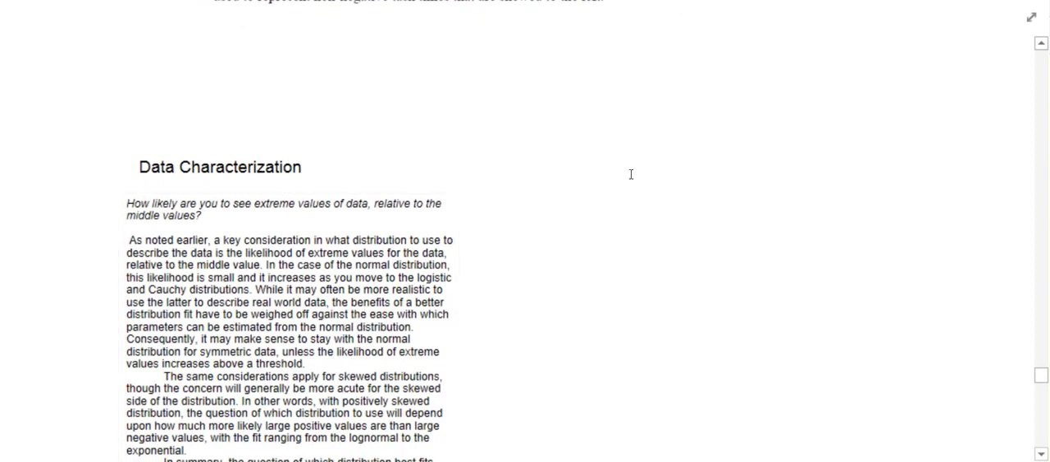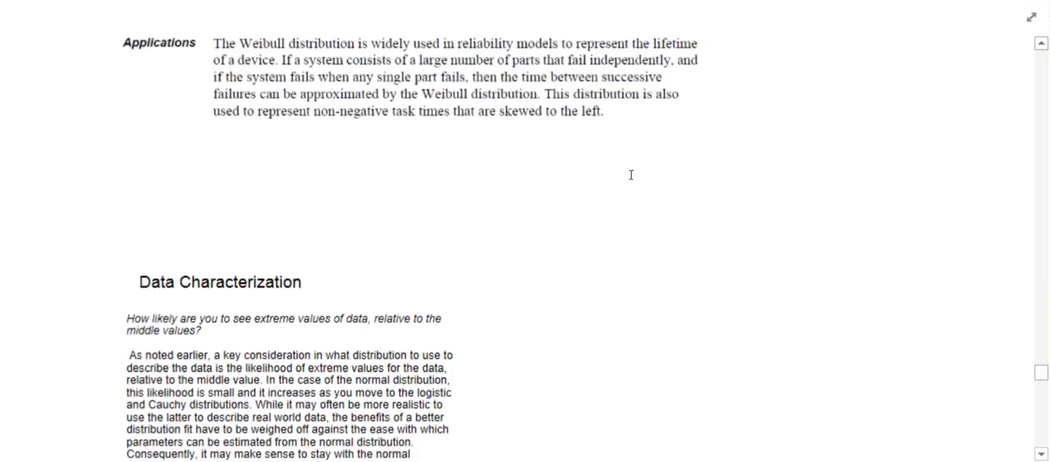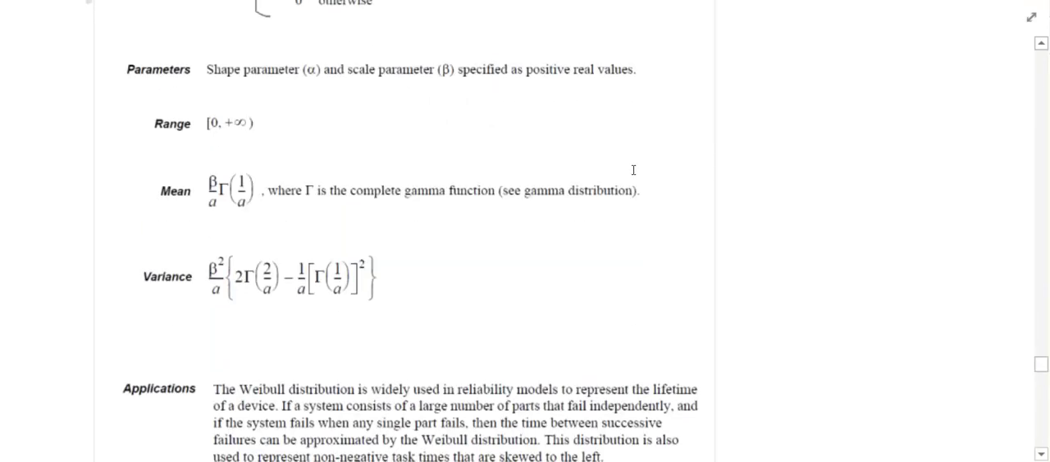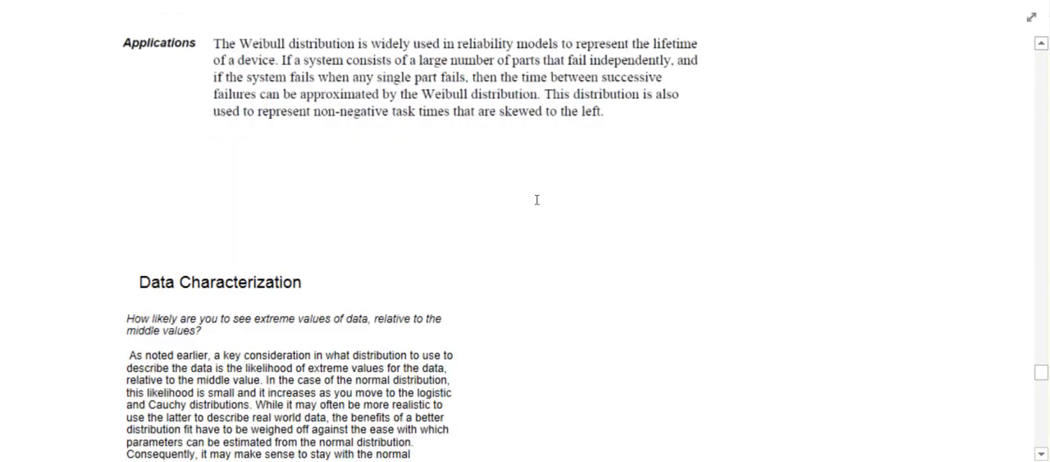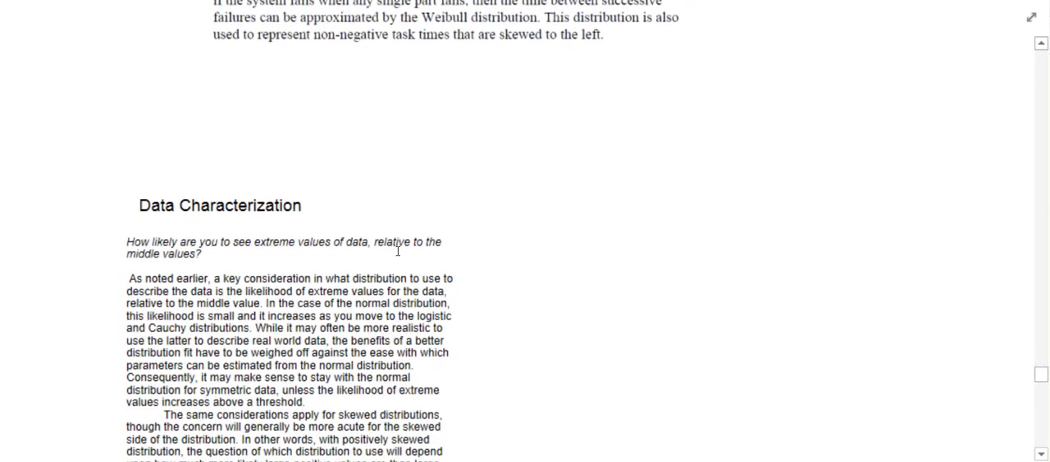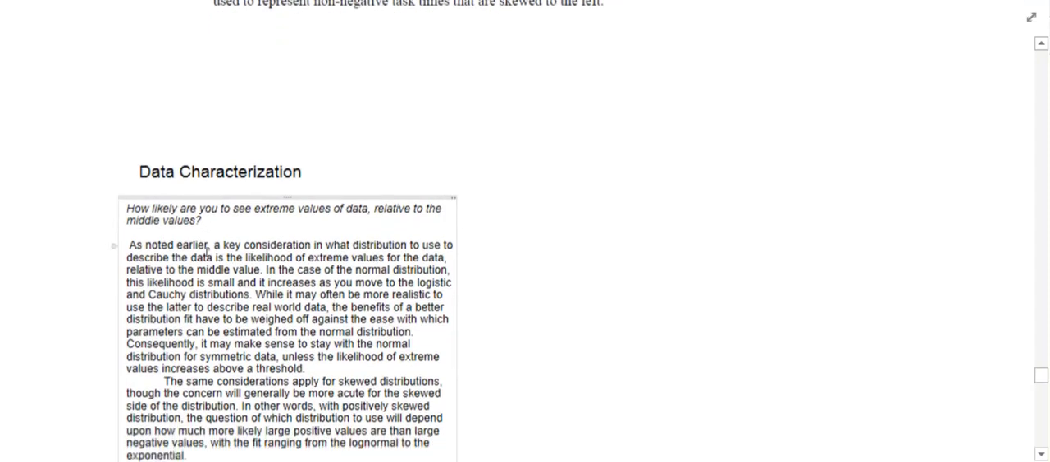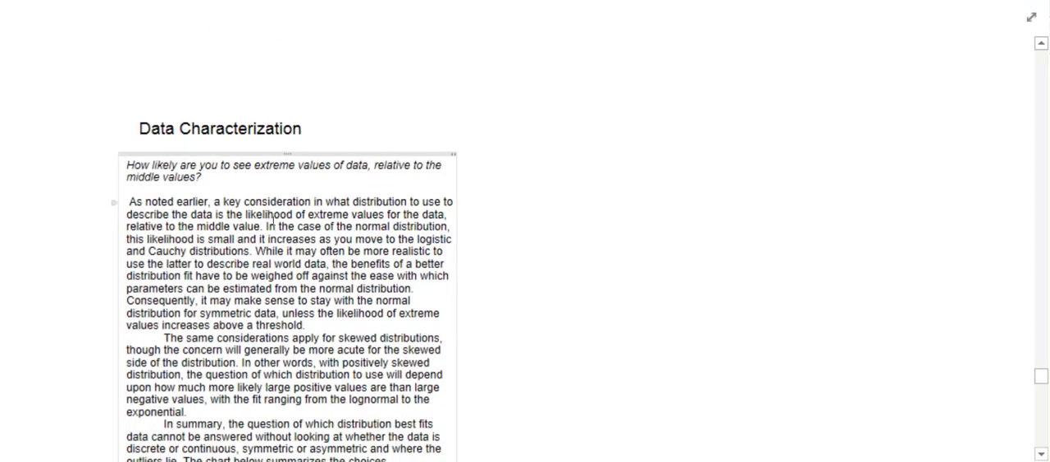Okay, so as we look at some of these methodologies of taking a data set, or simulating it, finding a distribution that best fits it, and then utilizing it in a simulation, one of the things we need to look at is characterizing the data. One of the things we looked at, and we talked about this a little bit earlier too, is how likely are you to see extreme values of the data relative to the middle values? And that's sort of the shape of the curve that we talked about. This is a key consideration in what distribution to use to describe the data, and that is the likelihood of extreme values of the data relative to the middle value.